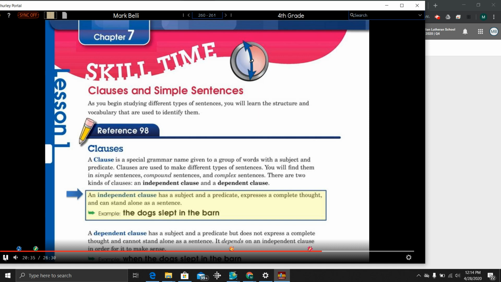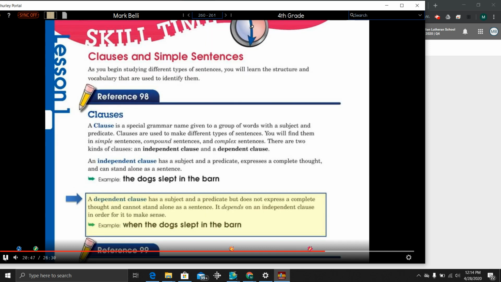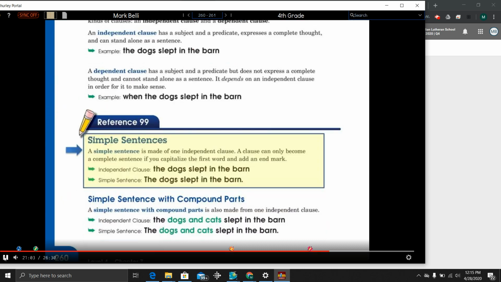An independent clause has a subject and a predicate, expresses a complete thought, and can stand alone as a sentence. For example, the dogs slept in the barn. A dependent clause has a subject and a predicate, but does not express a complete thought and cannot stand alone as a sentence. It depends on an independent clause in order for it to make sense. For example, when the dog slept in the barn.